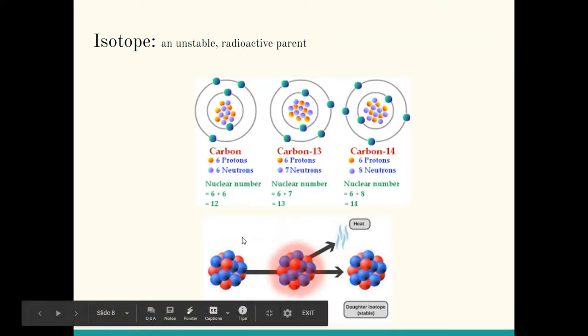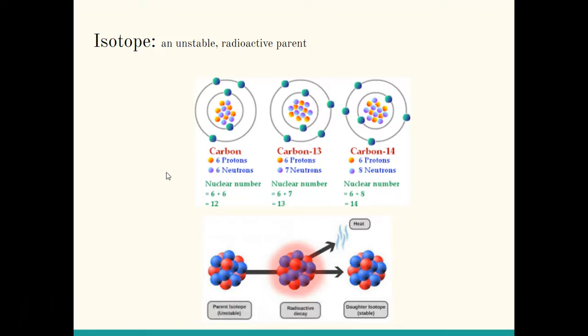So here is what happens when radioactive decay takes place. You can see in this bottom example here, there's a parent isotope. It's very unstable. It will decay. It gives off energy, and that will turn into a more stable daughter isotope.